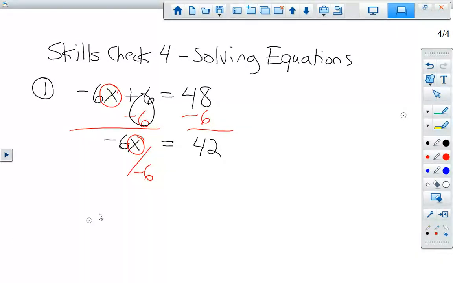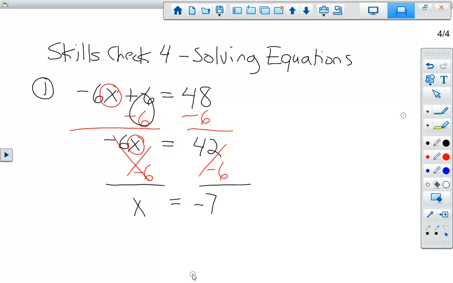Divide by, and it's a negative 6, isn't it? Because you want that to be 1. So they have to match, they have to be the same. So you divide over here by negative 6. Okay? When you do that, you get an x, and equals, over here you get a negative 7. And then you can check these.